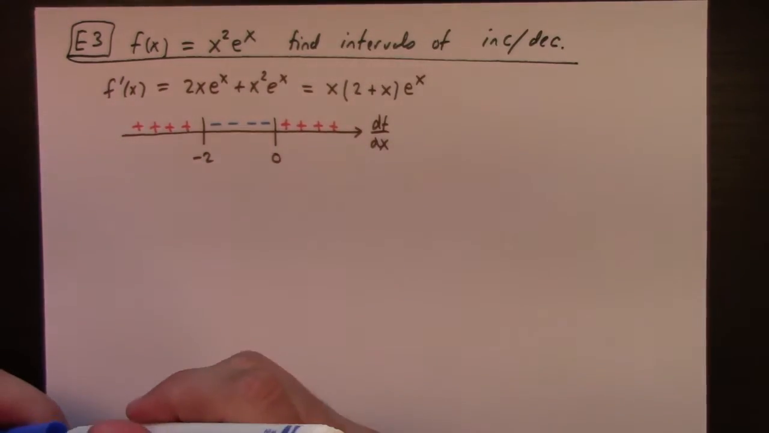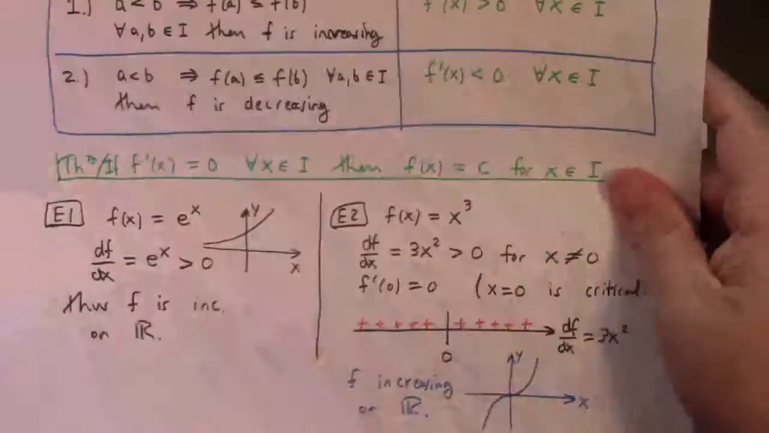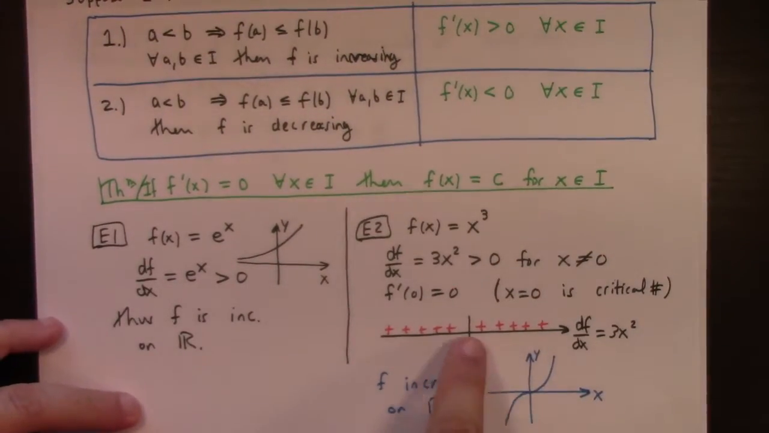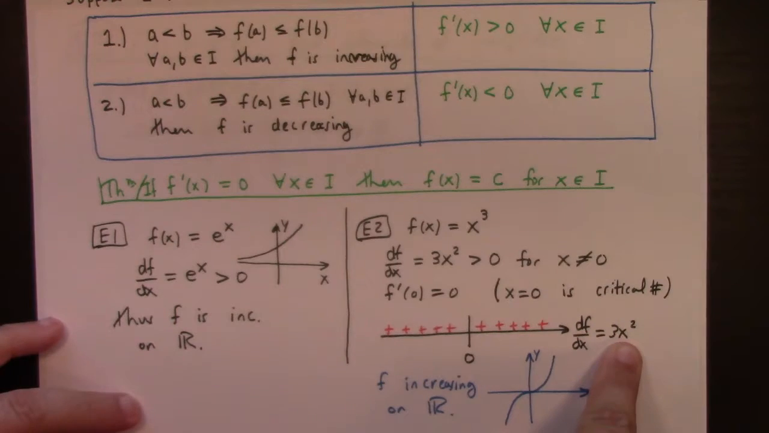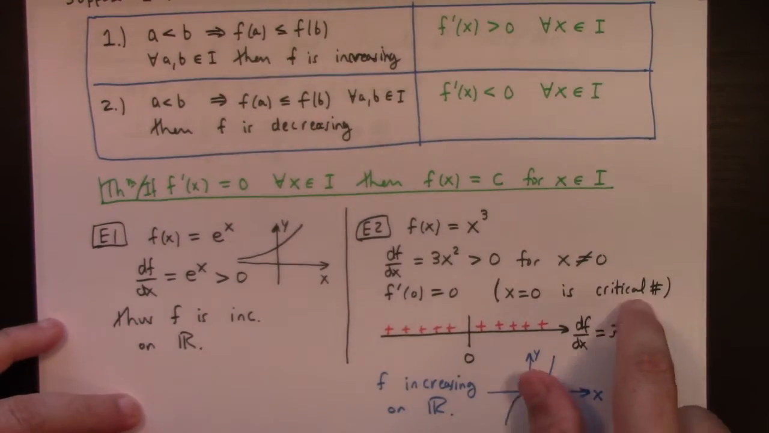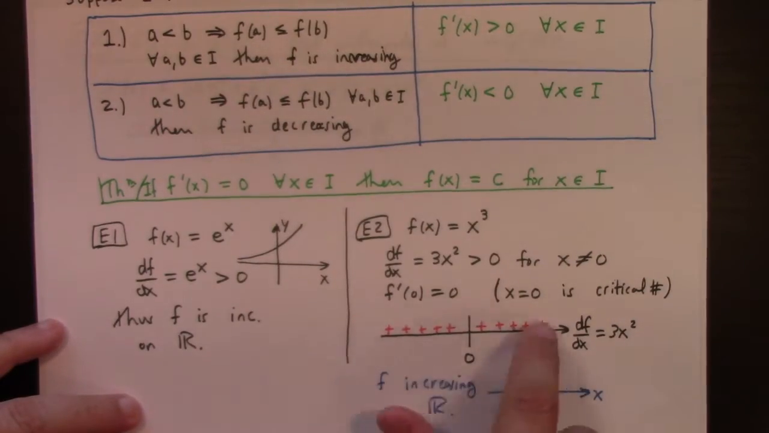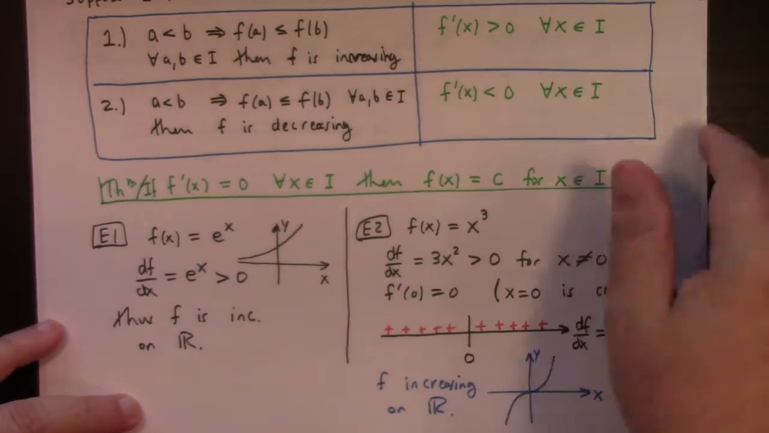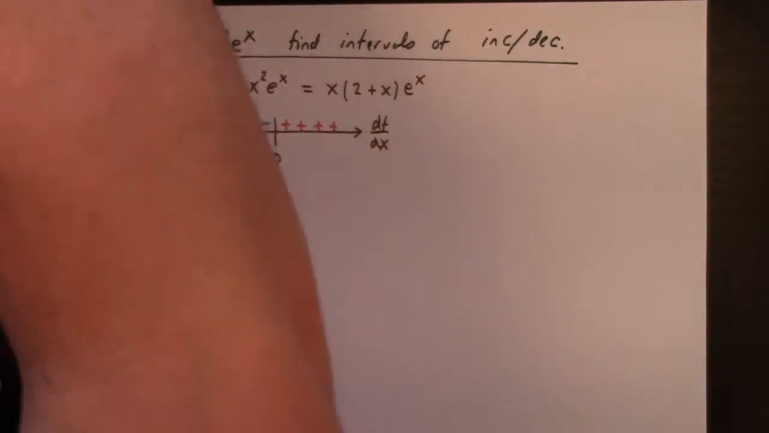In contrast, in that previous example, this one here, there was no sign flip because the derivative was x squared, and so it stayed plus to plus. Anytime you have the 0 to an even power, it's not going to flip sign at the critical number. All right, anyway.